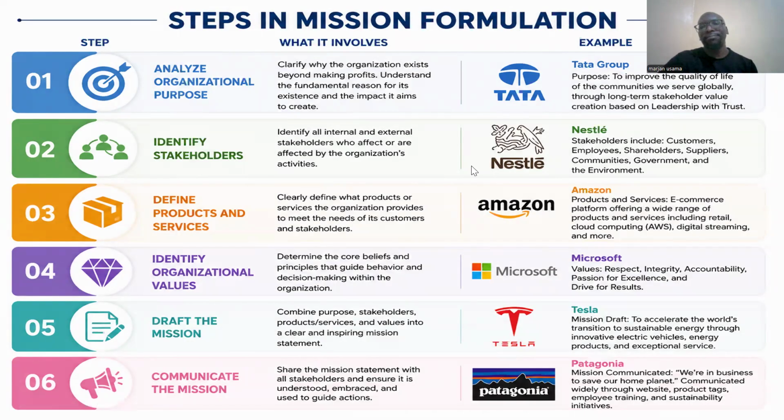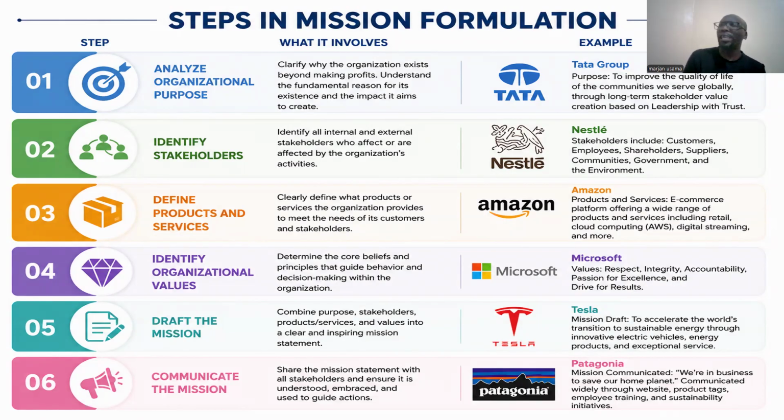Why are we existing? Number two, identify our stakeholders. Who are our stakeholders? It should be very clear. And if you look here, these are the examples of the companies and their stakeholders. Number three, define your product and your services. What are you offering? Then number four, al-qiyam, define your organizational values. Then after that, you can draft, then communicate.